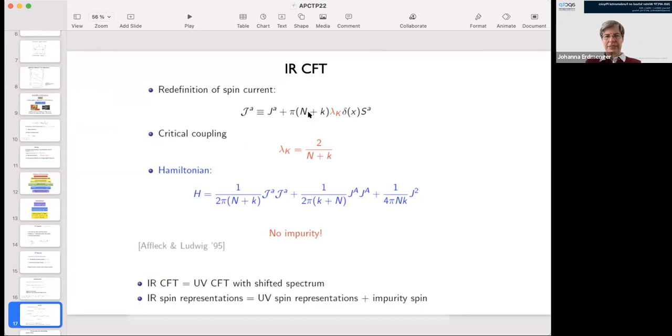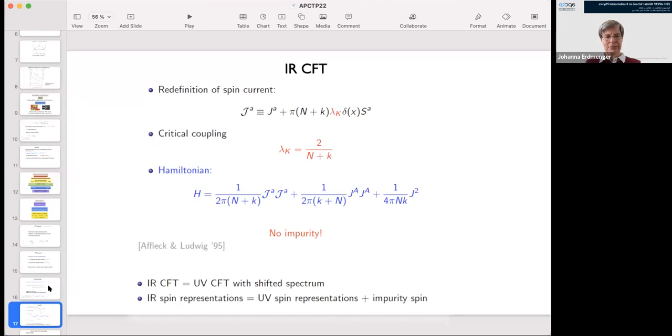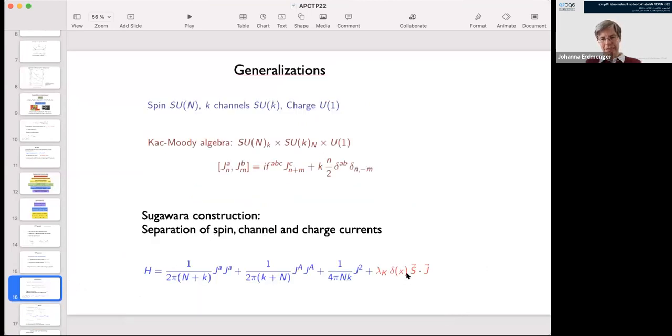And if we have this, then it can be shown that if this lambda takes a particular value, a definite fixed value, then we can rewrite the Hamiltonian again in such a way that the original straight J is replaced by this curly J. So if we go to our UV theory, we just absorb this term into this term by redefining the J. We can redefine the spin current in such a way that the interaction is absorbed into this current.